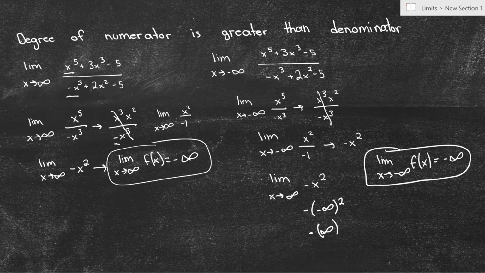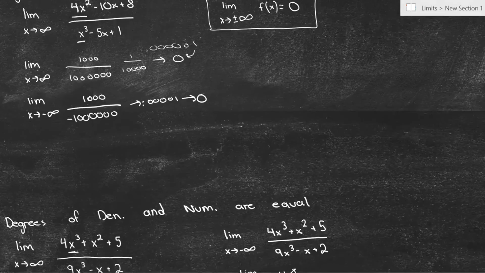Now, please notice that the limit as x approaches infinity and negative infinity do not always have to be the same. That just happened to be the case in this problem. What you need to do every time is test this out and see. So I hope this made sense. I hope you understand the three rules.